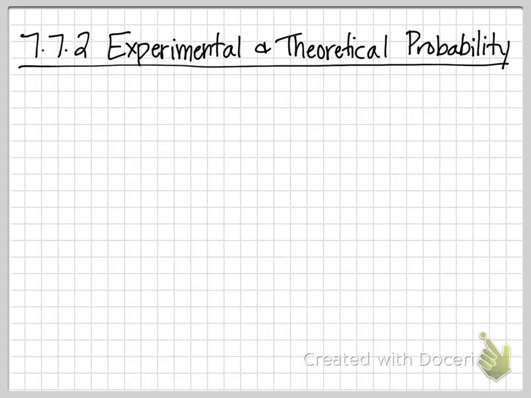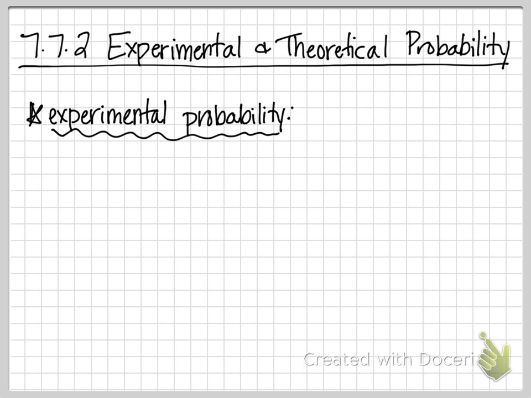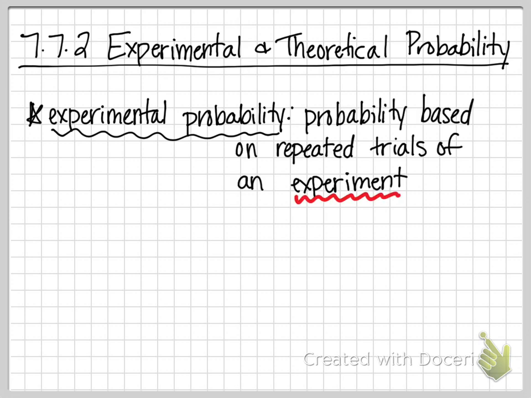There are two different ways to categorize how we determine probability. Let's start with the definitions just so that we can recognize the difference between these two. Experimental probability is based on, what do you think? Doing an experiment, literally on the results of an experiment.